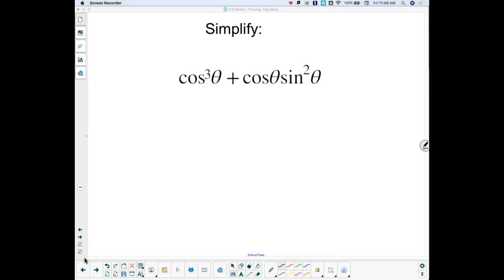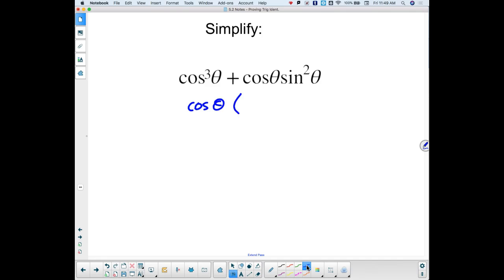Okay, so what would you do first in this simplification problem? Factor what? Factor out a cosine. What's left over? Cosine squared plus sine squared.